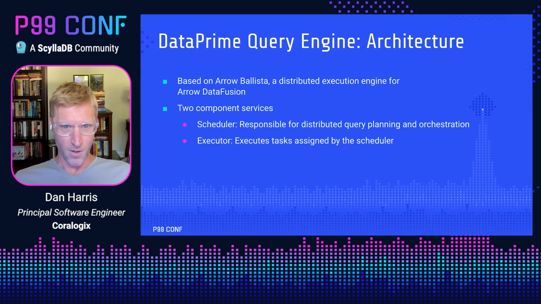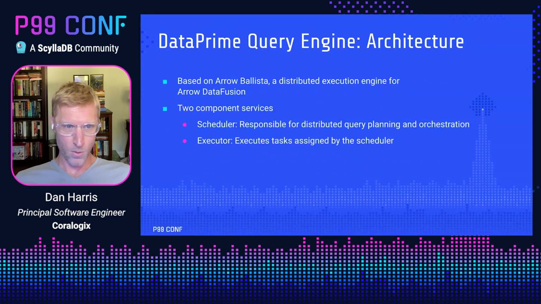So again, the architecture of the engine could be a talk in its own right, but not this talk. So I'll just say briefly that the Data Prime query engine is based off a heavily customized fork of the open source Arrow Ballista project, which itself is a distributed execution engine for Arrow Data Fusion, which is a query execution engine based on Apache Arrow.